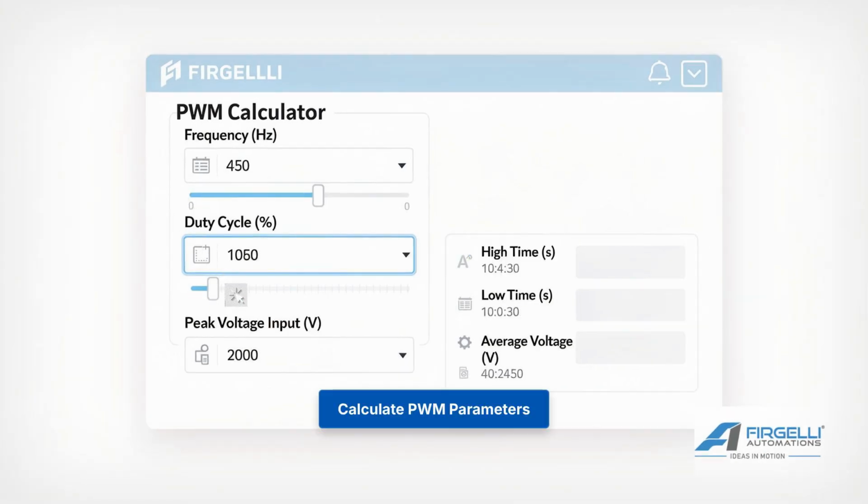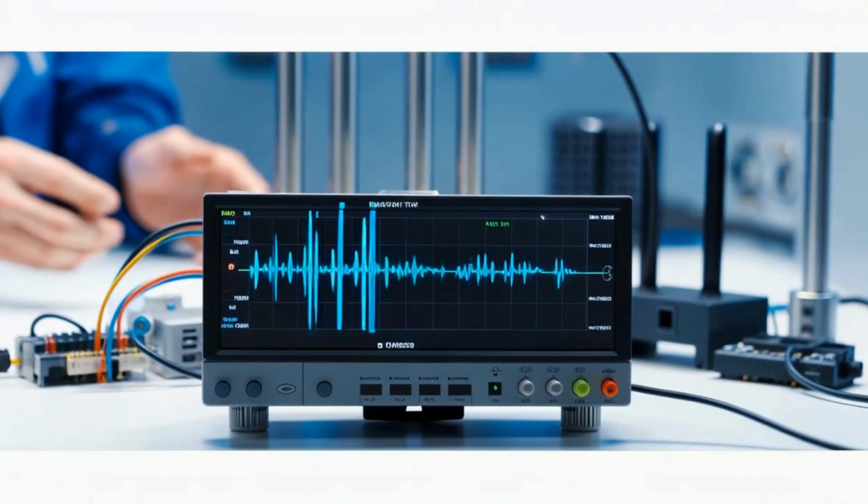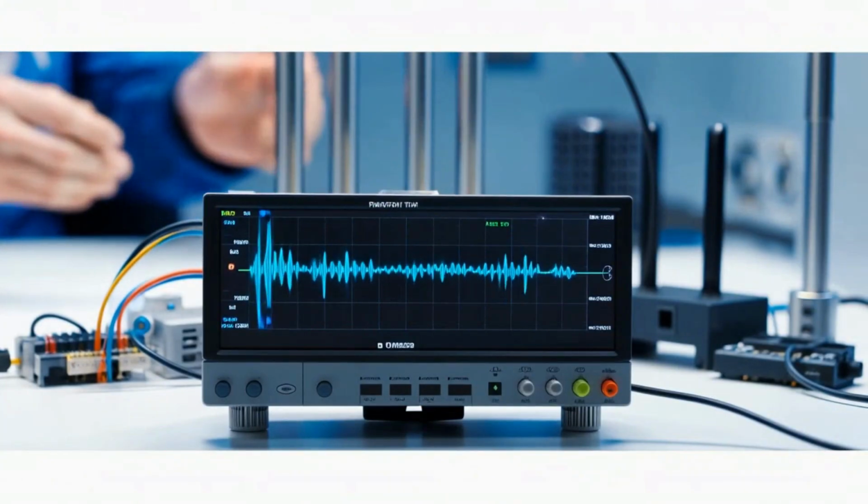After clicking Calculate PWM Parameters, the results show the period is 100 milliseconds, which equals 100,000 microseconds. This makes sense because a 10 Hz signal has a period of 1/10 of a second, or 100 milliseconds. Perfect for quickly verifying your PWM timing calculations.